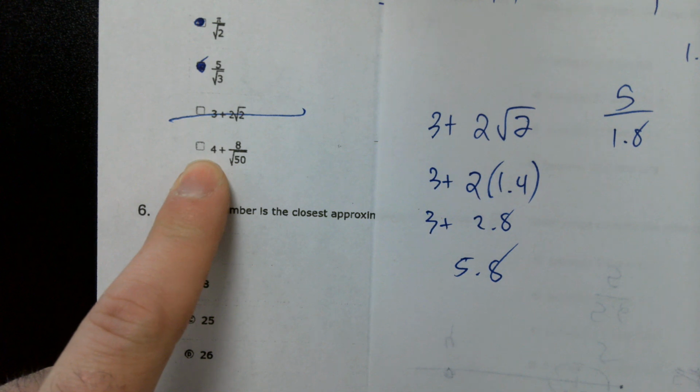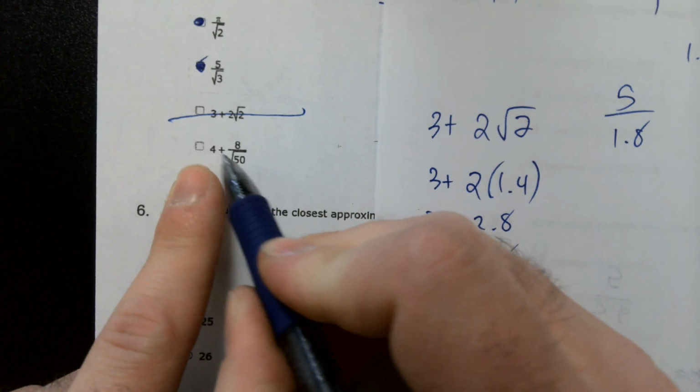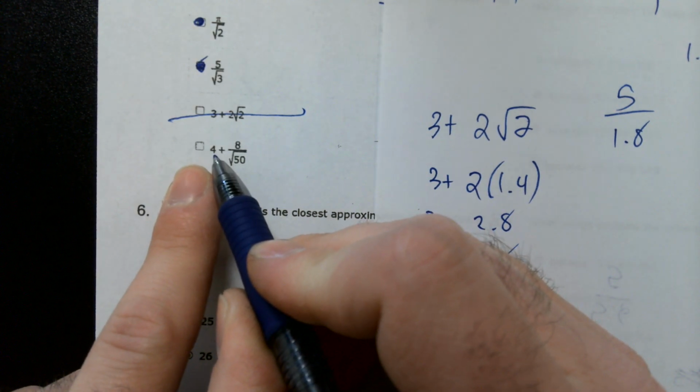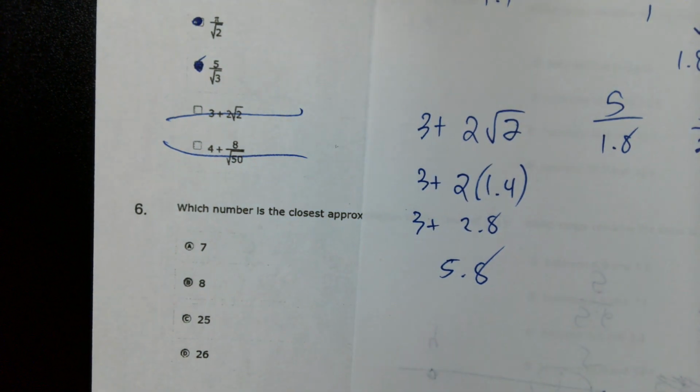4 plus 8 over root 50. Right away, I know my answer here, right? Is that one going to be less than 3.9? No, I don't care what I'm adding to 4. It's not going to be less than 3.9 unless it's a negative, right? So that one goes away too.